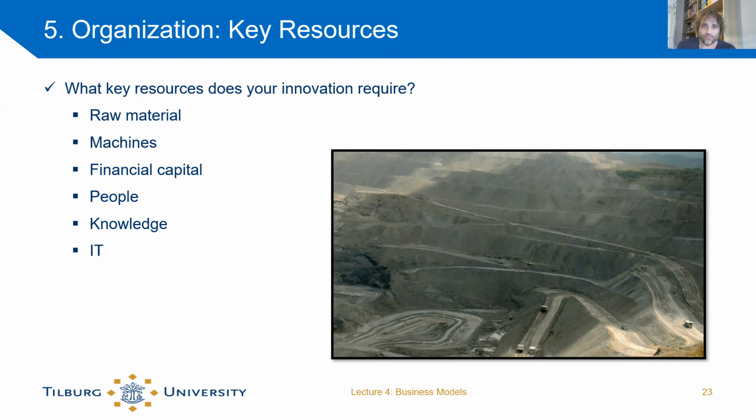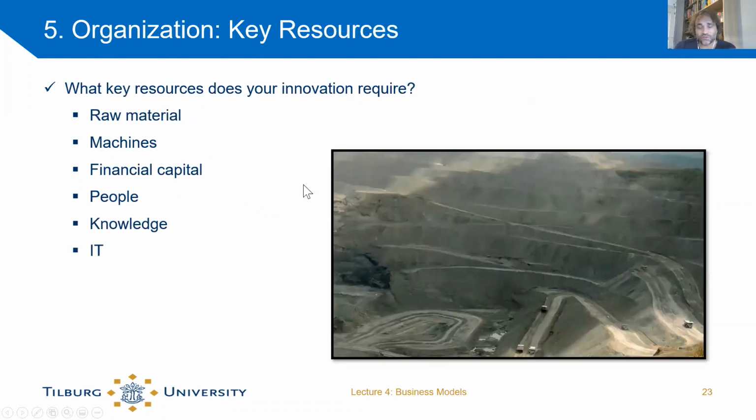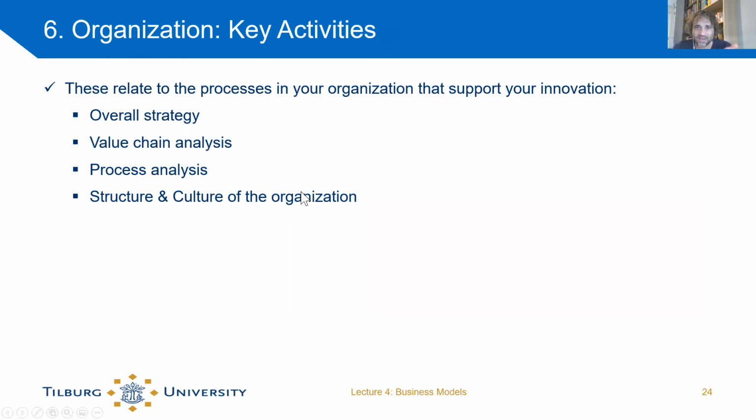If your organization is a process or a service, but also if it's a product, you need people and you need certain knowledge, or people with certain knowledge, in your organization in order to be able to create and produce the innovation. And you need information technology in order to make sure that everything is streamlined in your organization. So you need a lot of resources in your organization. These key resources relate to the key processes and the key activities in your organization. Okay, we now have people and materials in our organization. Now what? What are we going to do with that?